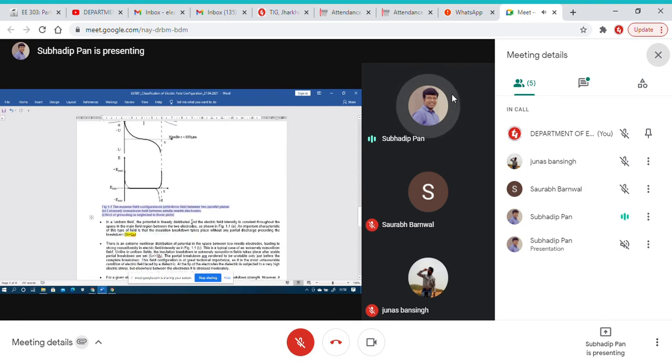Electric field intensity is constant throughout the space of the main field region between the two electrodes. In this figure 1.1a, the important characteristic of this type of field, that means the uniform field, is that the insulation breakdown takes place without any partial discharge preceding the breakdown.